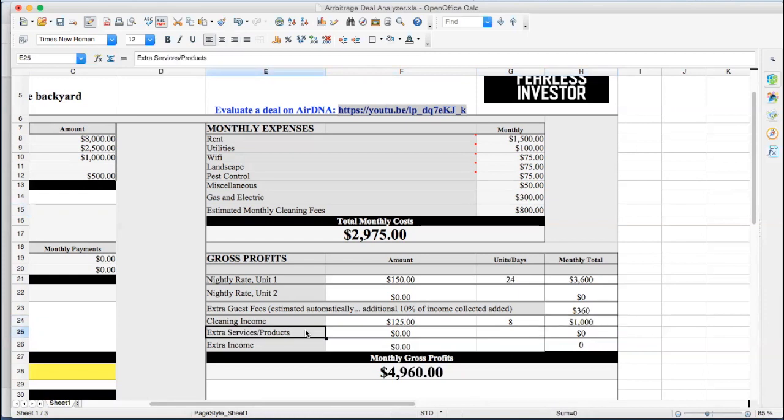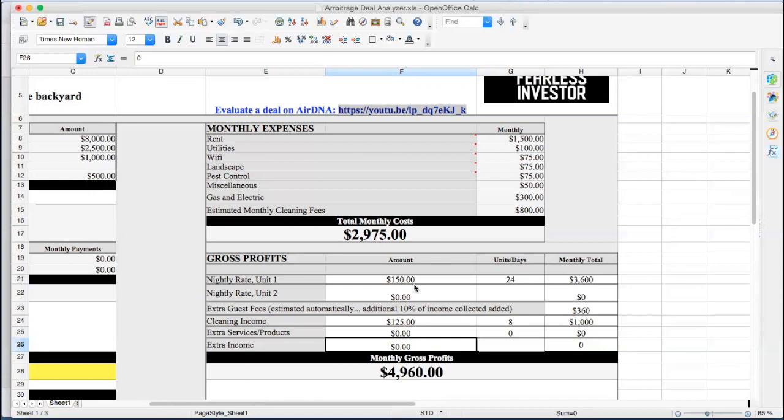And then let's say you have a bike that you're going to rent out, or maybe you've got a pool heater that you're going to charge for. And maybe you're expecting to do that a couple times a month and it costs them $10. You do that 10 times 2 and there's your $20. But I'm going to just keep these at 0 for now. Same thing under extra income. Maybe there's something extra that you're doing as well.